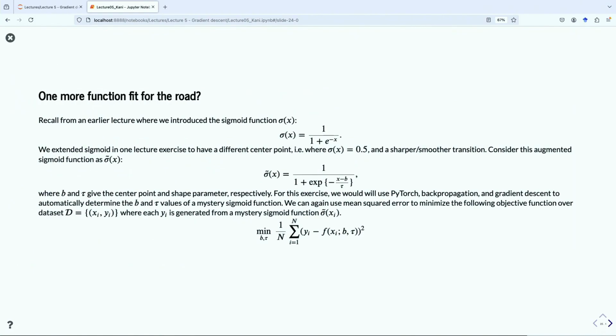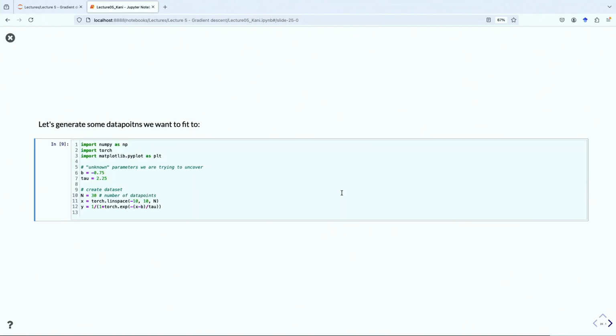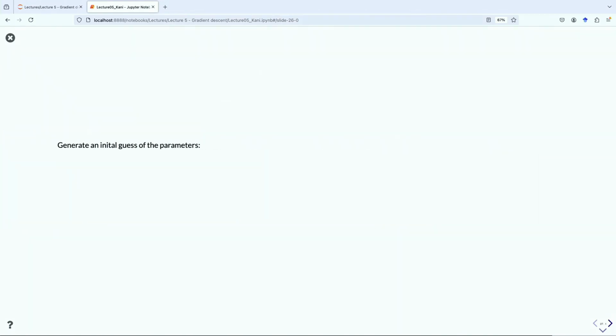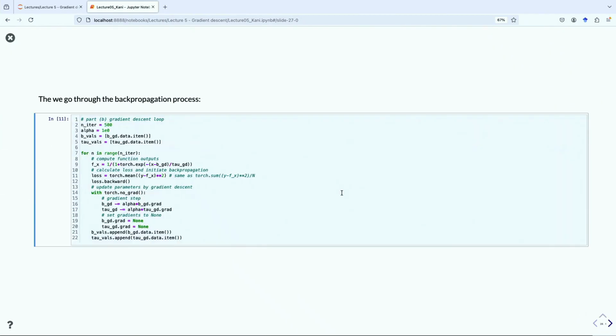All right, so last function. Remember the sigmoid function that has two parameters, b and tau, that change the inflection point and the shape of the sigmoid function. So we could do the same thing there. We don't have to just work with parabolas. We could literally generate some data points we want to fit, generate an initial guess of the parameters, and go through the backpropagation process like so.